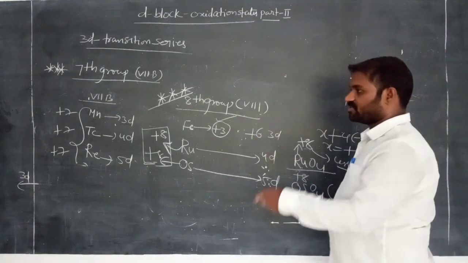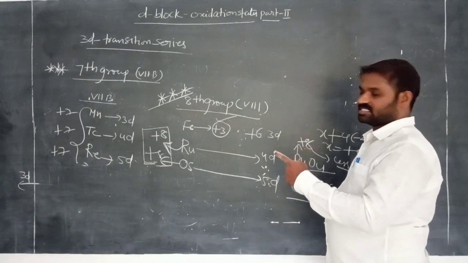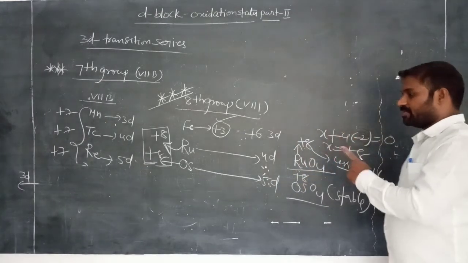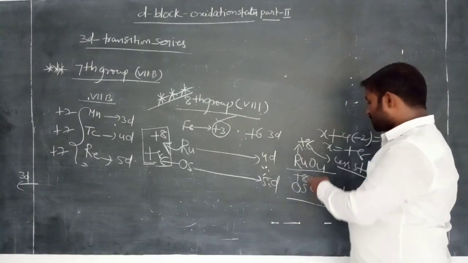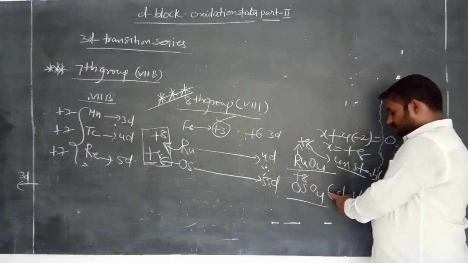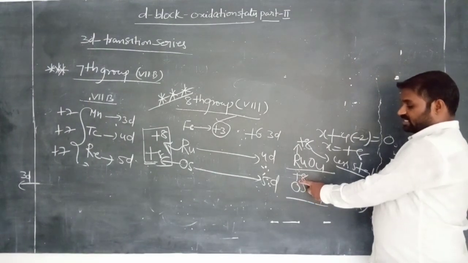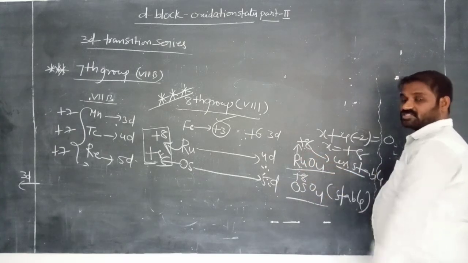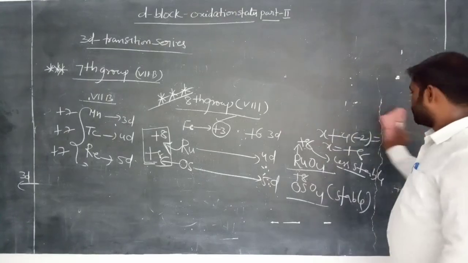In the case of 7th B, manganese +7, technetium +7 and rhenium +7, that is 3D, 4D, 5D. In the case of 8th B, ruthenium exhibits +8, the maximum oxidation state, and osmium also. The compounds are ruthenium tetroxide and osmium tetroxide. Osmium tetroxide is more stable, but ruthenium, even though it exhibits +8, is unstable. So +8 is unstable in the case of ruthenium. Remember this.